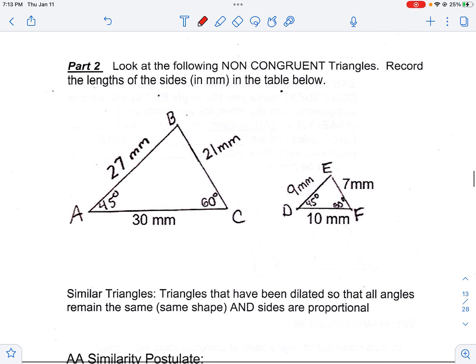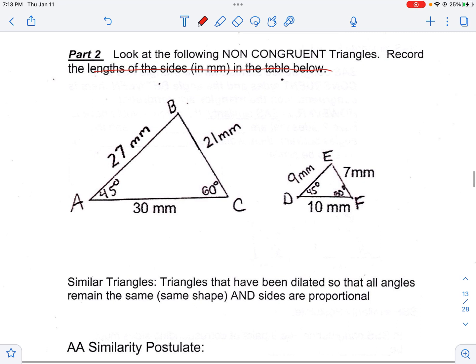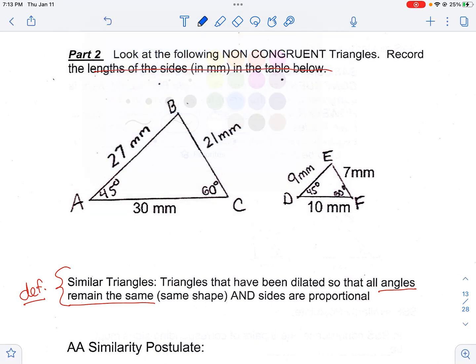If you look at the 2 triangles below, we can obviously see that these are not congruent because they're not the same sizes. Instead of recording the lengths in the table, I've already identified the lengths for you, but there's a couple of things that I want you to remember. In similar triangles, remember our definition right down here at the bottom in your notes from the previous lesson: triangles are similar if they have been dilated so that all of the angles remain the same. So first thing I want to do is check that. Did the angles stay the same?